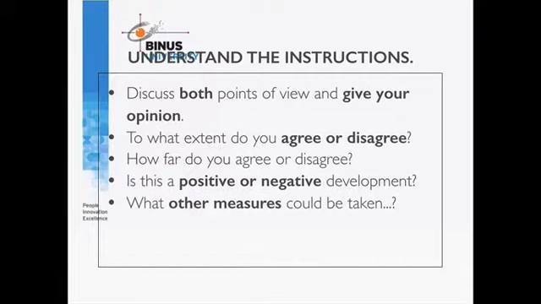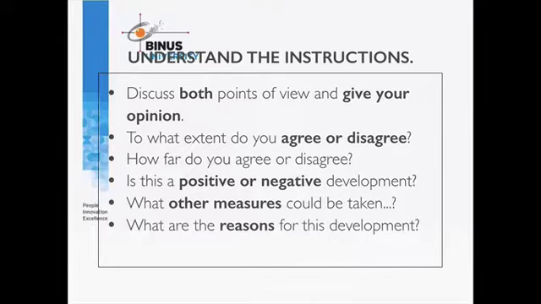And then, what other measures could be taken? We've discussed a little bit about this. Other measures means actions or suggestions. So here, IELTS needs you to give some ideas about what can be done, basically. And then another instruction is the reasons for this development. So you need to simply think of some reasons why something is happening. And then the last one is, how does this affect whatever? So you need to describe the impact there.